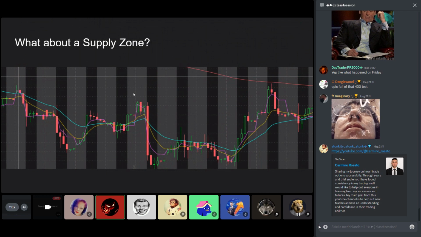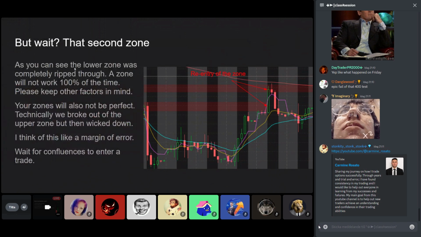And now what about a supply zone? There's a few obvious ones. There's one right here. We can see we had a large drop. We also had one over here where we had a drop, and then we tested again and had a bit of a drop here. Now, I know one question might be, well, we ripped right through this one. So that's what my next slide is about.